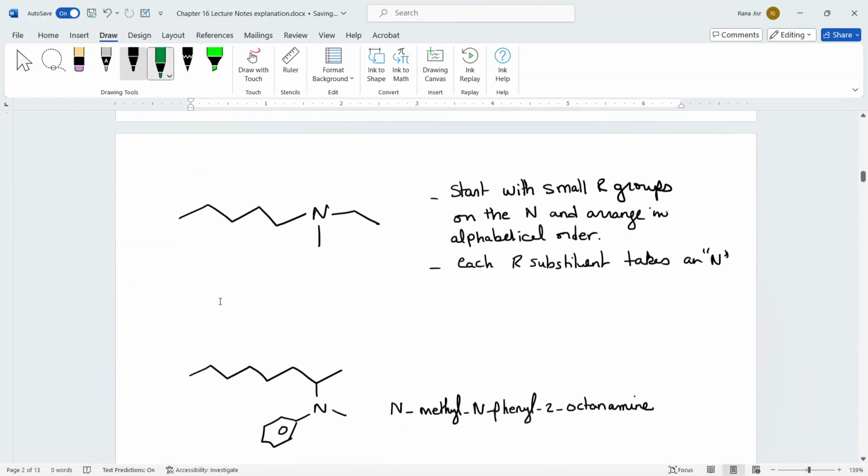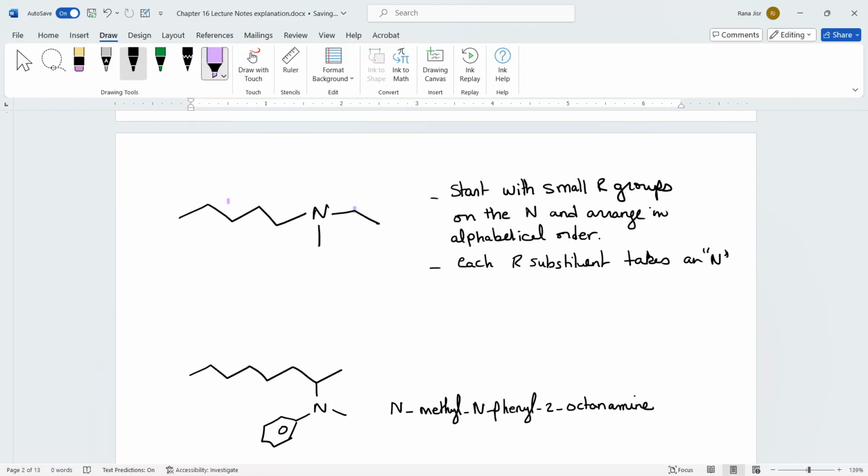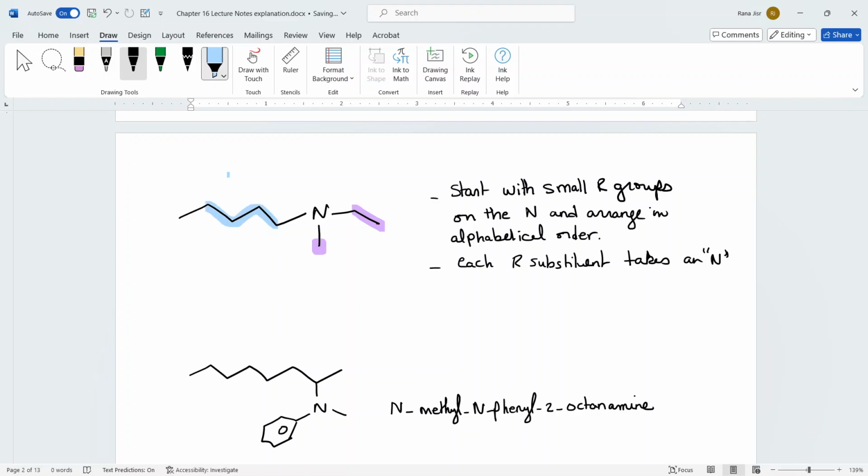Now, in order to name tertiary amines, we will follow the same rule, naming those small substituents on the nitrogen first. So this is a CH3, it's an ethyl group that is a CH3 in there. And then you have your long carbon chain. So start with the small R groups first on the nitrogen, and then if they are different, you're going to arrange them in alphabetical order. If they are the same, you're going to use the prefixes di, tri, tetra, and so on.